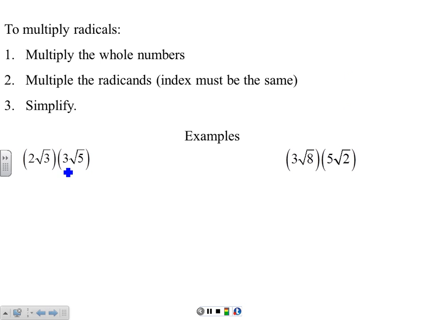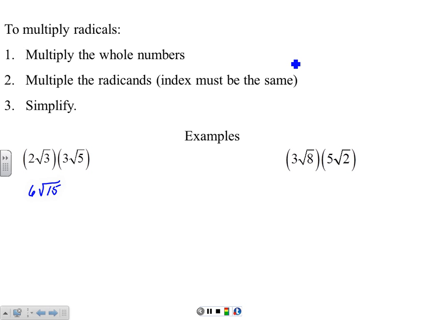Now I know this is multiplication because there's nothing in between those two parentheses. So this says 2 radical 3 times 3 radical 5. So you're going to multiply your whole numbers, 2 times 3, which is going to be 6. And then you're going to multiply the radicals. So the square root of 3 times the square root of 5 is the square root of 15. And then you're going to simplify if you can.